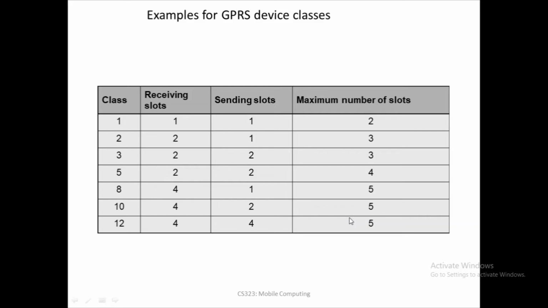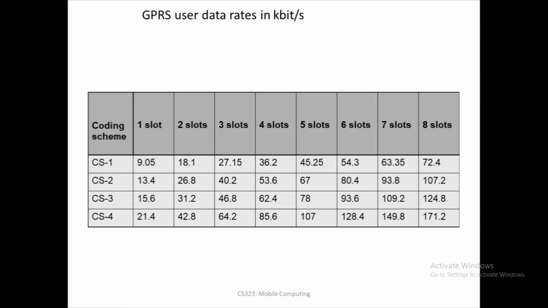Now in the beginning, the coding scheme. So here CS1, CS2, CS3, CS4. These four are the coding schemes, and these are the slots. And according to the slots, the data rate is given in kilobit per second. So for one slot, if you are using the CS1 coding scheme, 9.05 kilobit per second data rate is used, and likewise for 2 slots, 3, 4, 5, 6, 7, up to 8 slots. And here the coding scheme is also given. So in the beginning only CS1 and CS2 coding schemes are available.